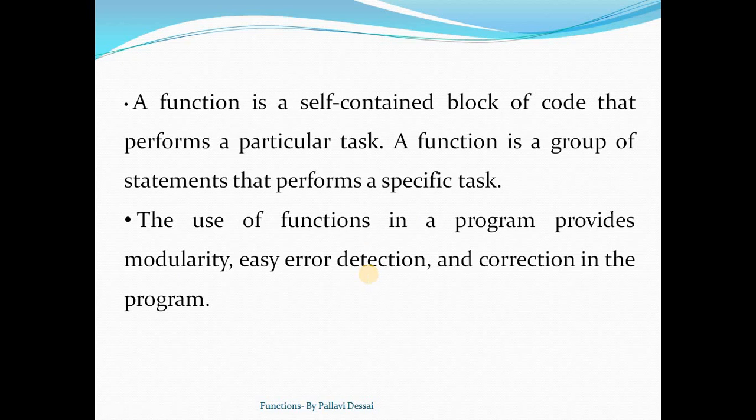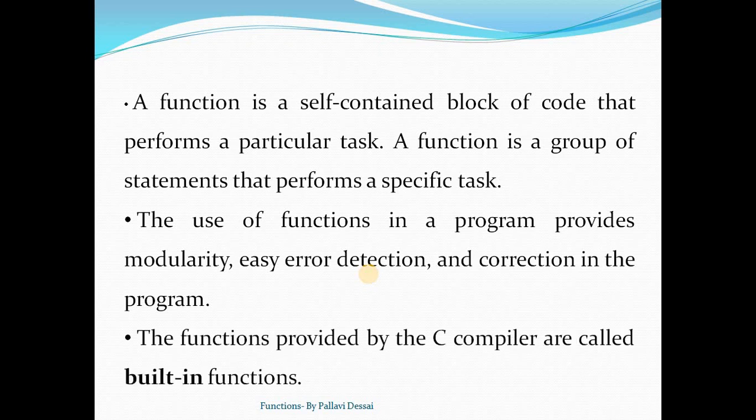So whenever there are any errors in the program, there is no need to directly check the whole program. We will only go to that particular module, subprogram or function in which we are getting an error. So error detection and correction becomes easy. The functions provided by the C compiler are called built-in functions. So the library functions which we have seen previously are also known as built-in functions. So this is all about the introduction of functions.